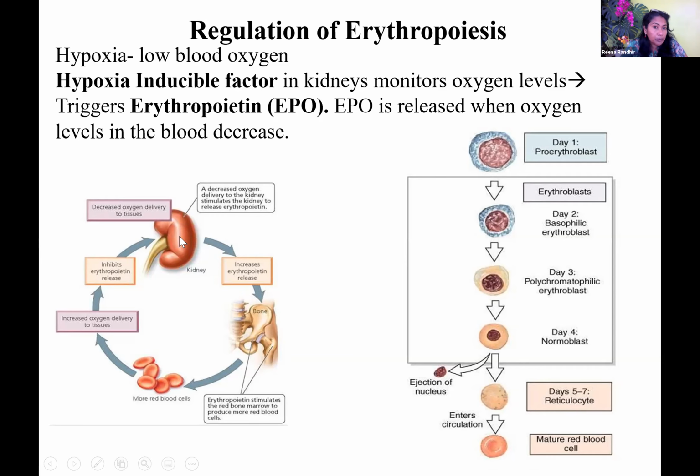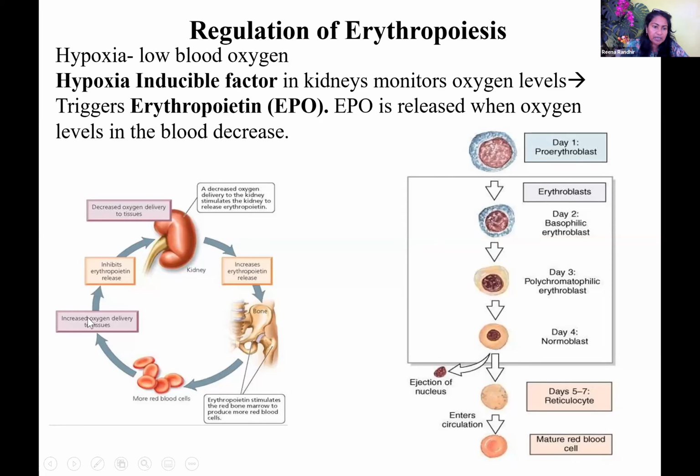So it will produce a hormone called erythropoietin, EPO for short. And then EPO will work on the stem cells and trigger erythropoiesis, thereby increasing the RBC content. So that's what is written here. Erythropoietin is made by the kidneys. It will go to the bone marrow, and it will ask the bone marrow to make more RBCs.